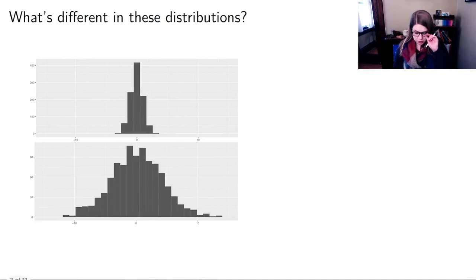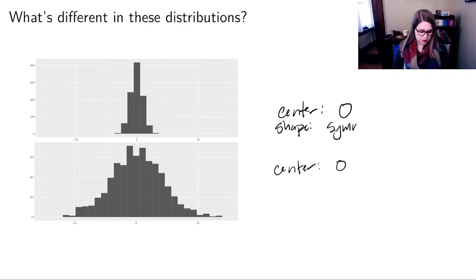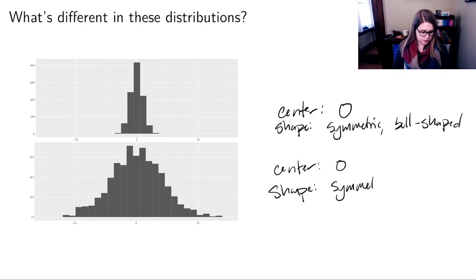So let's look at two different distributions. If we were going to try and characterize the center of this first distribution, I would say that it's centered at 0. If I had to characterize the second one, I would also say that its center is at 0, because I can see that's sort of where the middle is, the most common. If I had to describe the shape, I would probably say symmetric and bell-shaped. And the same thing for the one on the bottom. The shape is symmetric and bell-shaped.